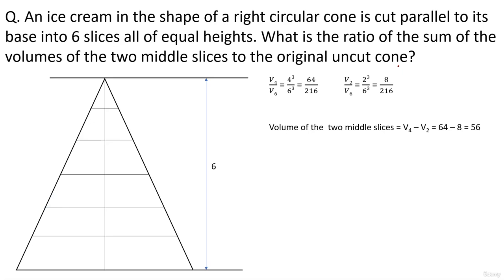So volume of the first 4 parts is how much? 64. And for the top two parts is 8. Difference is how much? 56. So the middle two slices ka volume is 56 units. For the entire cone, it's 216. The required ratio is 56 is to 216. Cancel out 8 on both sides. You get 7 is to 27. As simple as that.